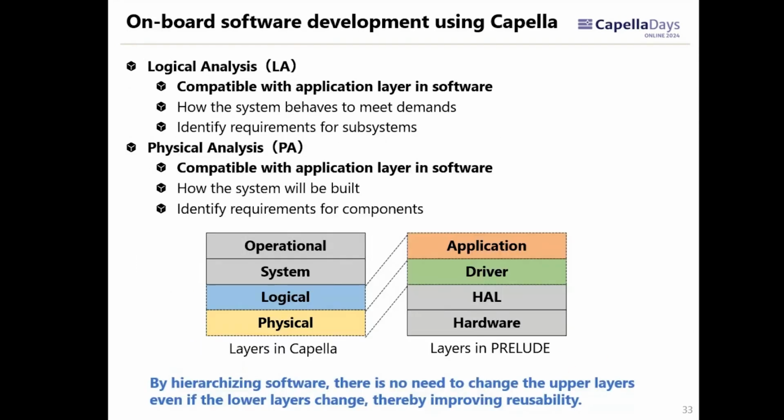And the logical analysis and the physical analysis are compatible with the application layer and driver layer. So the logical layer can identify requirements for subsystems, and the application layer in software will also have those functions. And in the physical layer, it's the same concept, but the driver layer will have a function to drive components. So by using this architecture, there is no need to change the upper layers even if the lower layer changes, thereby improving reusability. So we can improve reusability with software, and also we can improve reliability.